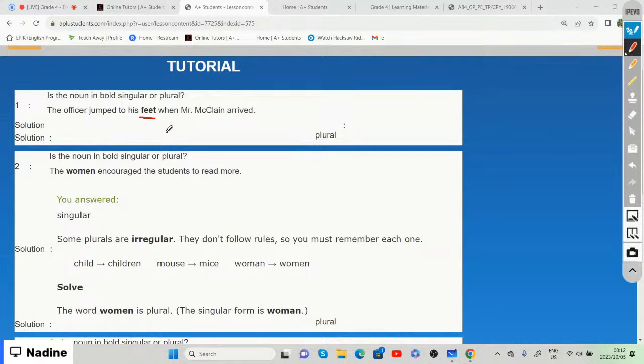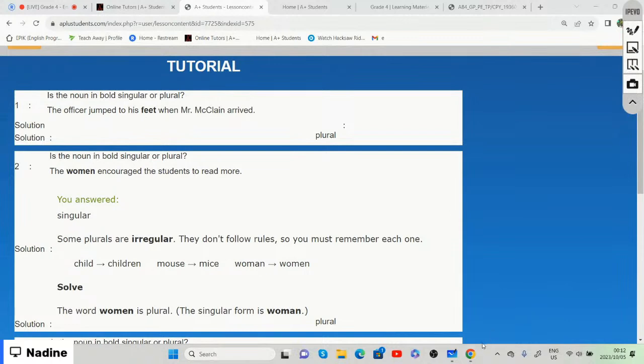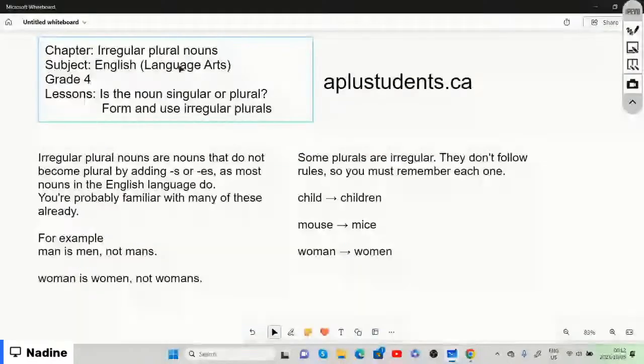So this is on aplusstudents.ca, and we are doing the chapter of irregular plural nouns. So under grade 4, irregular plural nouns and language arts. So that is the chapter that we are doing, irregular plural nouns.